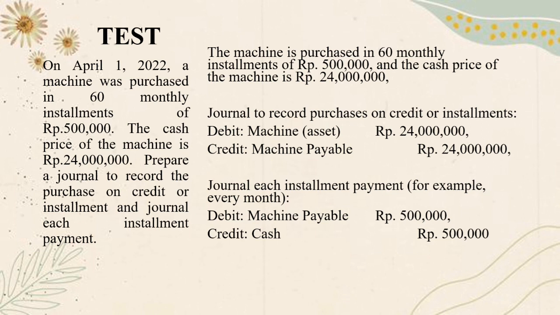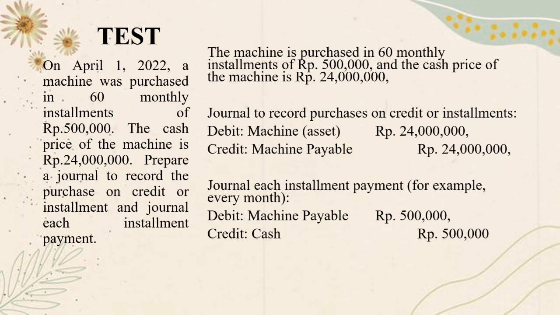So the answer is that we know the machine is purchased in 60 monthly installments of 500,000 and the cash price of the machine is 24 million. So the journal to record purchase on credit or installments. In debit, there is machine as asset. The amount is 24 million, and in credit, there is machine payable. The amount is 24 million.